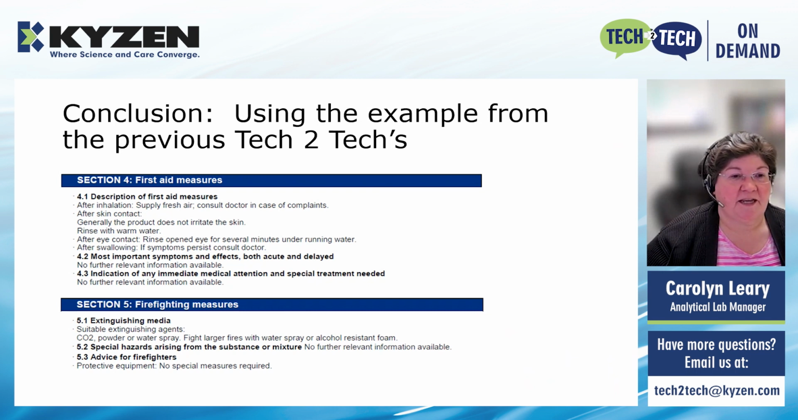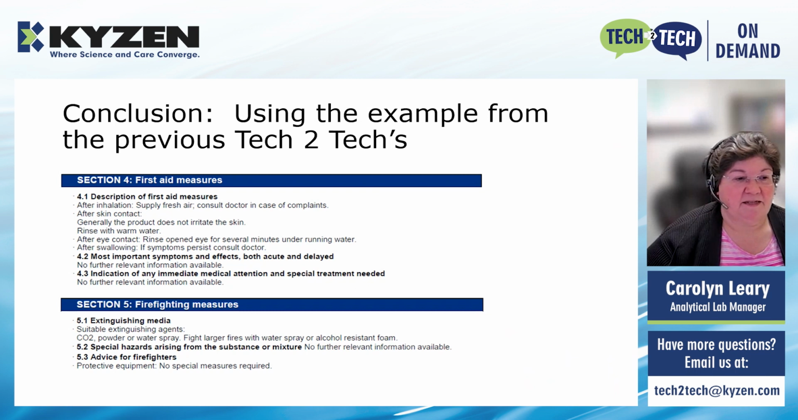So in conclusion, I thought I'd pull this into how it might look in an actual safety data sheet. We're going to use the example of the chemical that we put together for the previous sections. And if we look at section 4 for that chemical, it talks about the first aid measures. Section 4.1 has them described by routes of exposure. You'll see after inhalation, a recommendation for how to treat that person, after skin contact, after eye contact, and after swallowing.